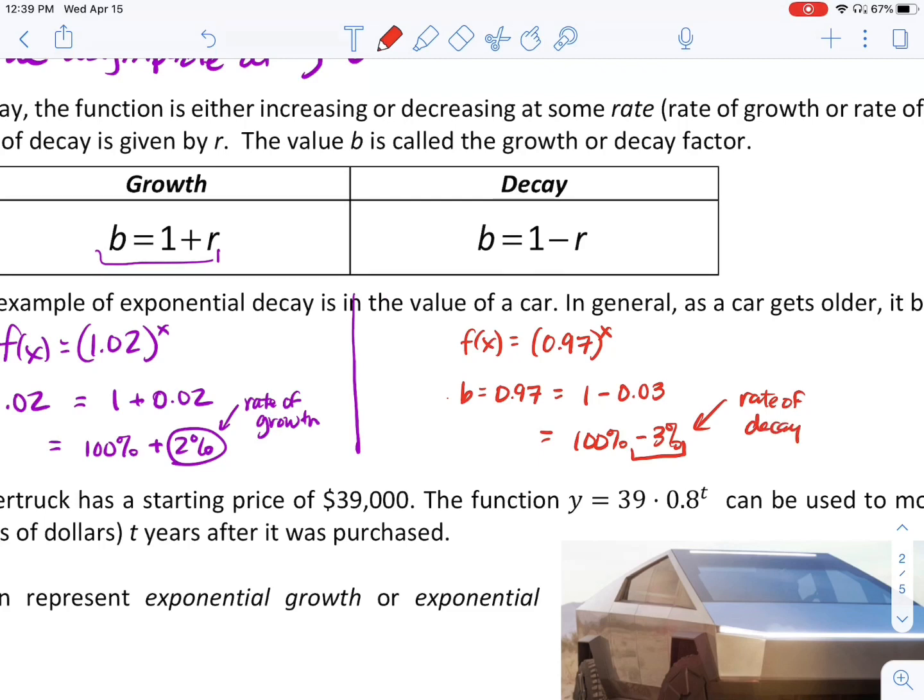And you can identify that by stating that the base in growth models can be rewritten as 1 plus the rate of growth, and the base can be rewritten in decay models as 1 minus the rate of decay.